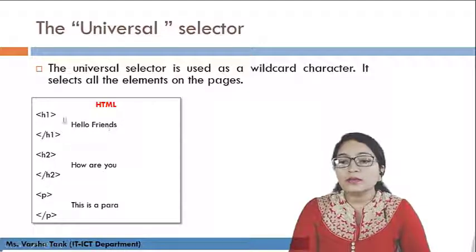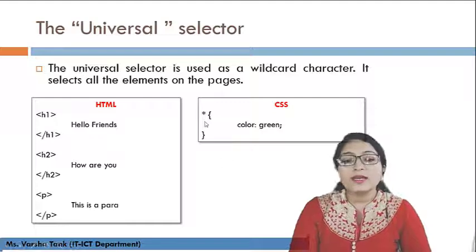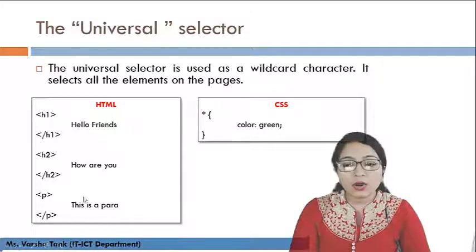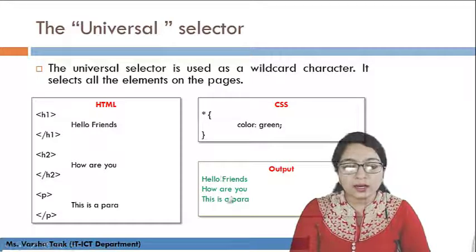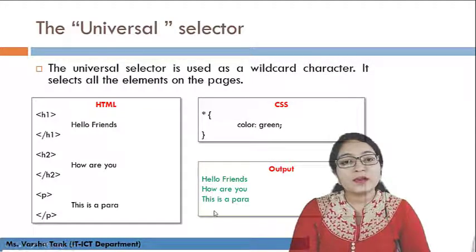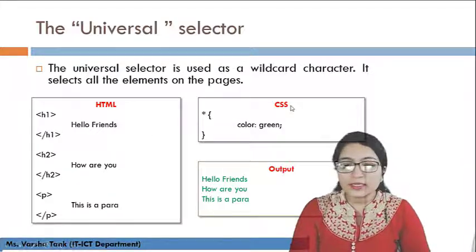So here you can see the H1, H2 and P tag is there. So here I have applied the star color green. So that means this is a universal selector. So whenever you are going to execute that, all the elements will be assigned with the style that is color green. So everything will be displayed in the color green. Okay, so that is known as the universal selector. So let's see the output for this.